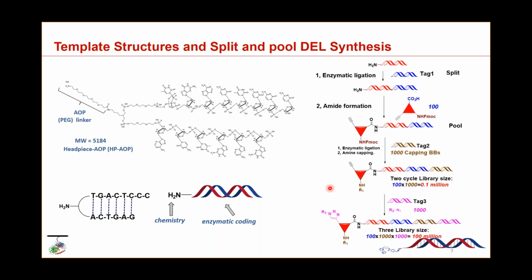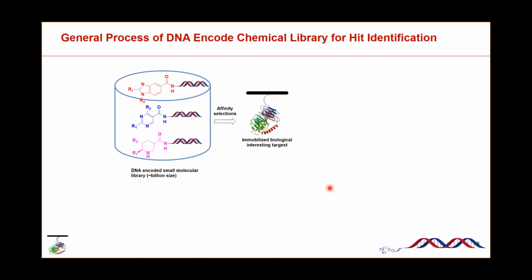After you get this library and this pool, you can go through affinity selection, which is quite common in phage display for antibody discovery. Basically, you can immobilize the protein and incubate it with the library. After incubation, you can use wash buffer to wash away the unbound library and keep the bound library.